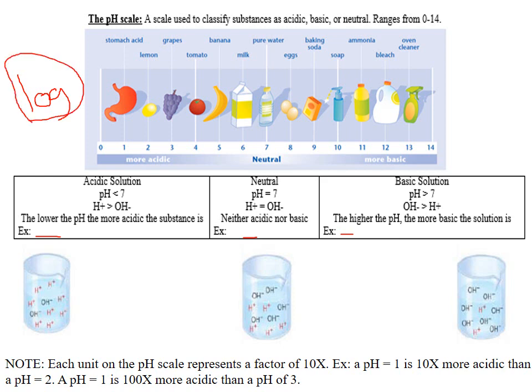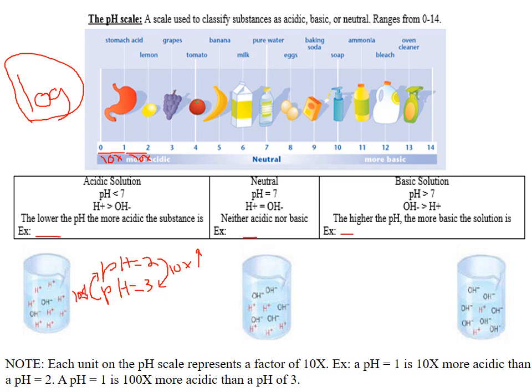What I want you to get right now is that each difference of 1 unit actually represents a factor of 10 times. So from 0 to 1, it's 10 times. From 1 to 2, it's 10 times. So for example, if you have a substance that's a pH of 2, and a substance that's a pH of 3, the pH of 2 is 10 times more acidic than the pH of 3. Or you could say the pH of 3 is 10 times less acidic than the pH of 2.